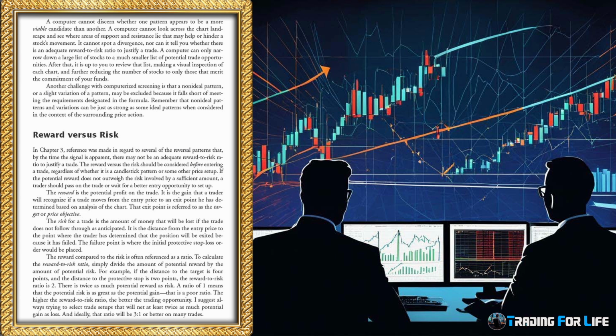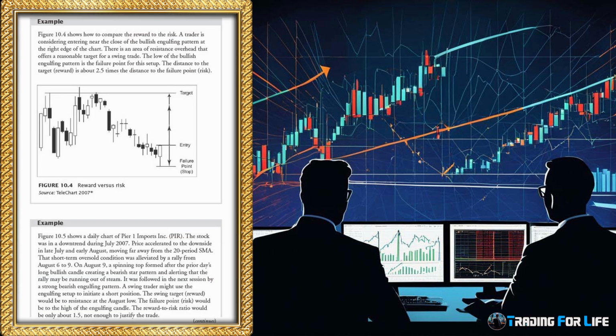The reward compared to the risk is often referenced as a ratio. To calculate the reward-to-risk ratio, simply divide the amount of potential reward by the amount of potential risk. For example, if the distance to the target is 4 points and the distance to the protective stop is 2 points, the reward-to-risk ratio is 2. There is twice as much potential reward as risk. A ratio of 1 means that the potential risk is as great as the potential gain. That is a poor ratio. The higher the reward-to-risk ratio, the better the trading opportunity. I suggest always trying to select trade setups that will net at least twice as much potential gain as loss. And ideally, that ratio will be 3-to-1 or better on many trades.